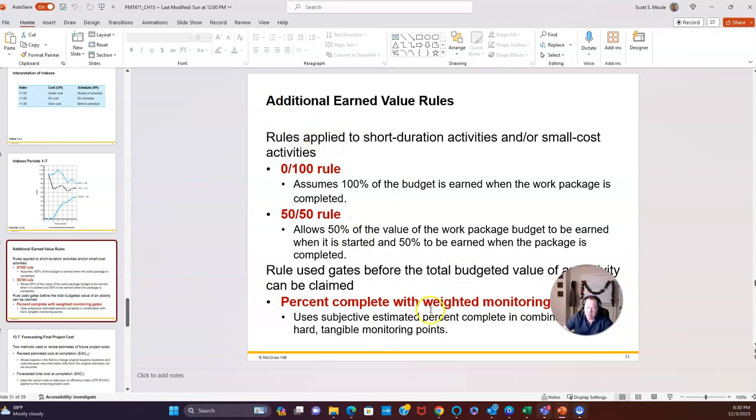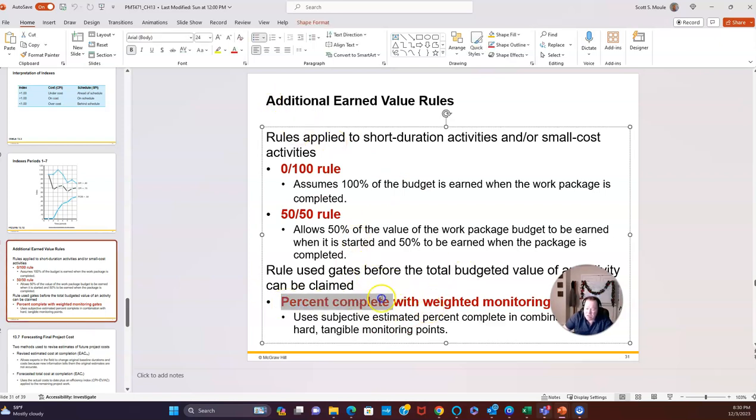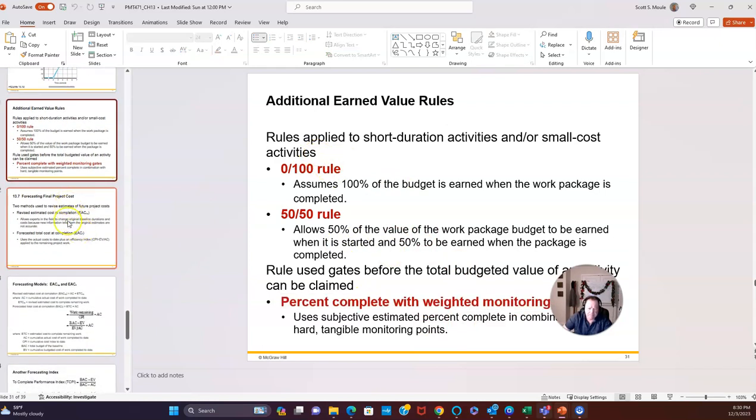I've seen it done in many different ways. The standard is really percent. If I'm 10% done, I get 10% of the credit. If I'm 100% done, I get 100%. So they usually do percentage, but we want to show you there are other ways companies can do it.